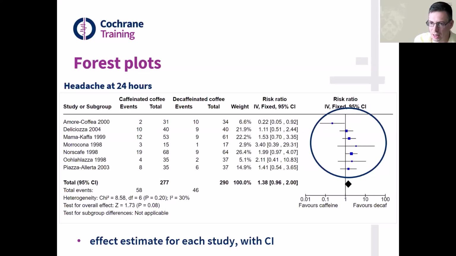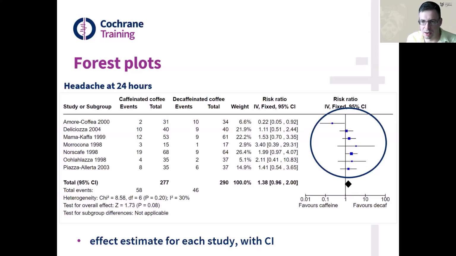The horizontal bar tells us the confidence interval for the study. So going back, for example, to Amora Coffea, that had a confidence interval here from 0.05 to 0.92. And that's what the width of that horizontal black line is. You can sort of see it goes up to about just under 1 and quite a long way down to 0.05. And again, for all of the other studies. And finally, the size of the blue blob, this blue square, indicates to us the weight of that study.